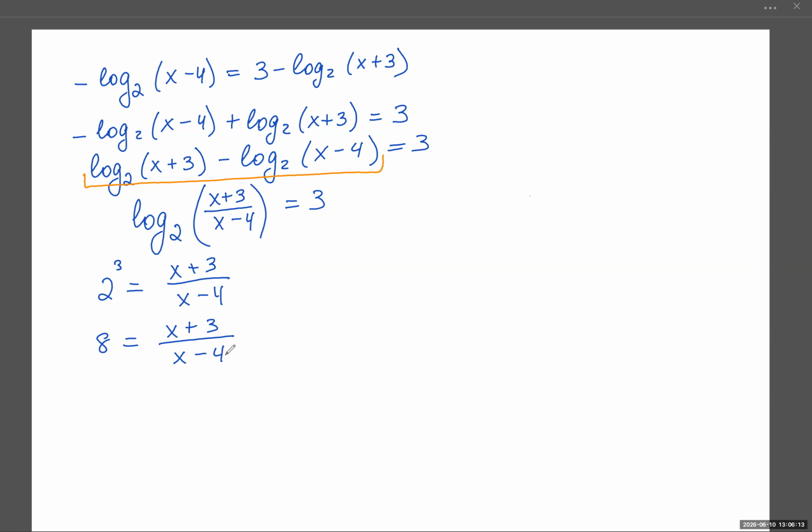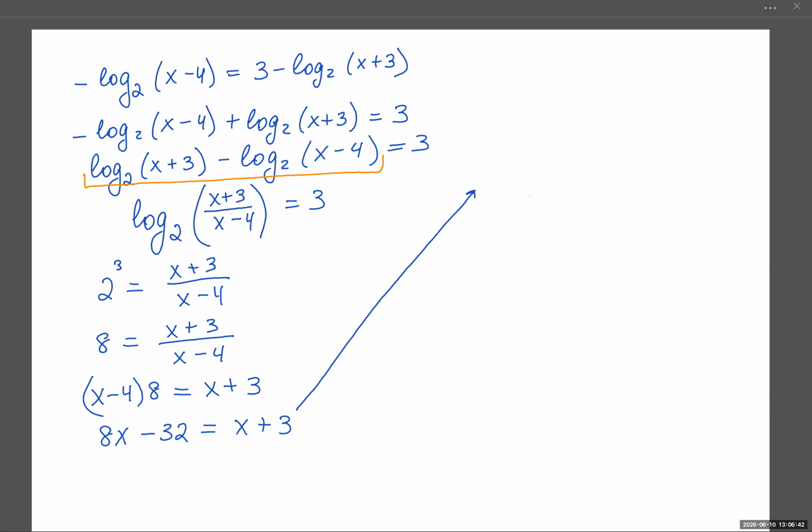Now to get rid of the denominator, we have to multiply both sides of the equation by the denominator. So that's (x minus 4) times 8 equals x plus 3. Distribute the 8 on the left-hand side. 8x minus 32 equals x plus 3. Put all the x's on one side and all the numbers on the other side.